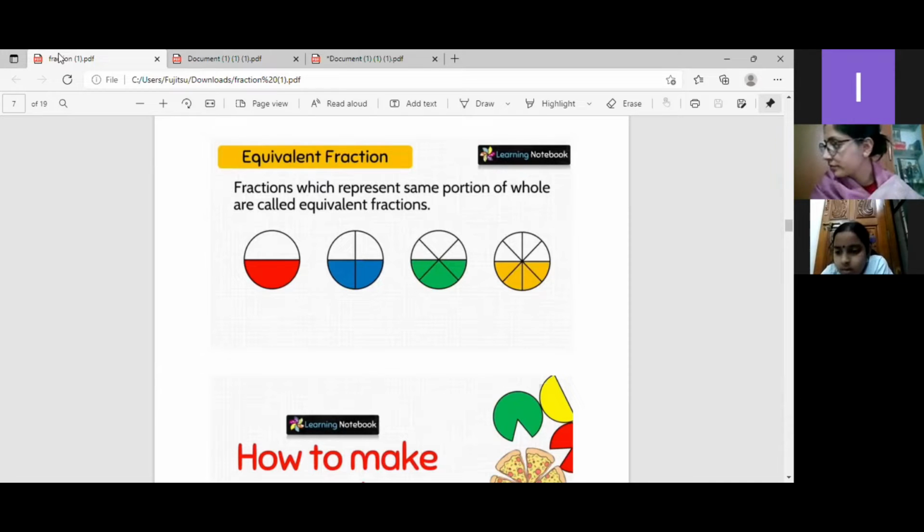Okay. Yes, ma'am. Jacket लेके जाओ, ठीक है? जाओ. Okay. So simple is that.